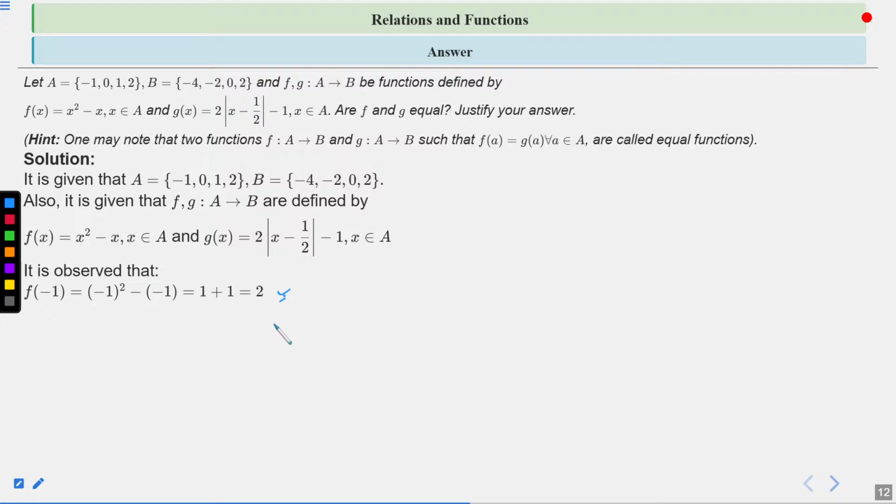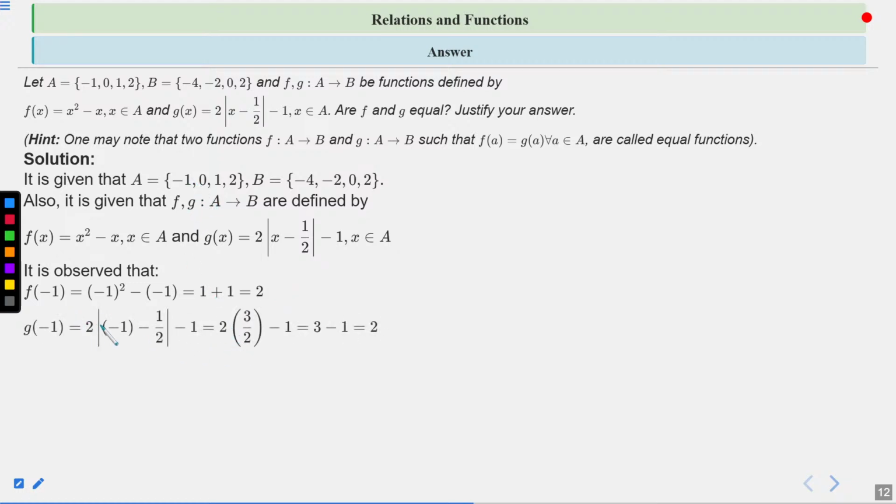So we will check whether g of minus 1 also comes out to be 2 or not. If it is the same, then for minus 1 f and g are equal. We will check for all the elements in set A whether f(x) is equal to g(x) or not.